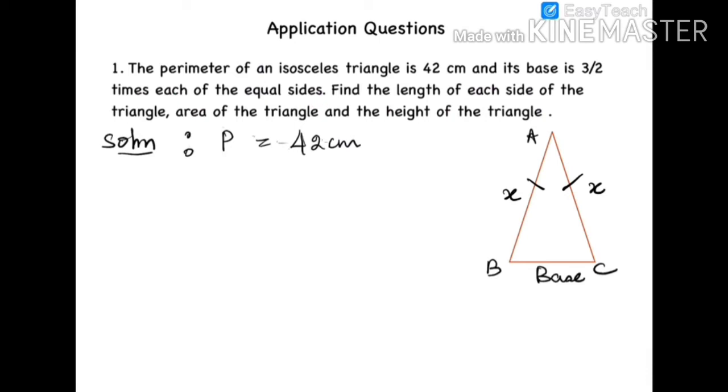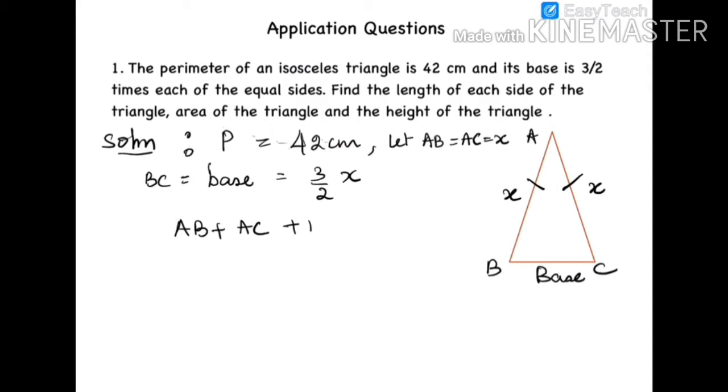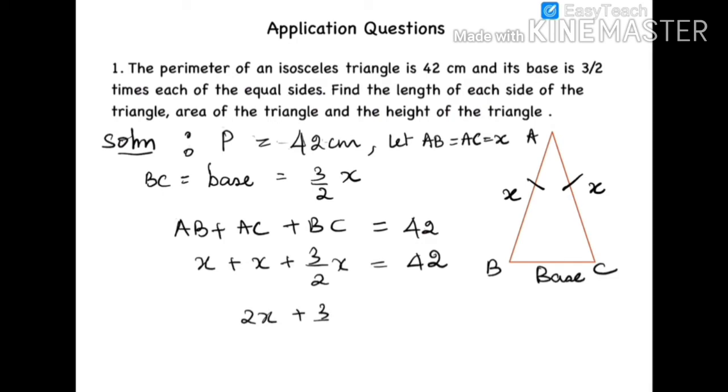We can write base equal to 3 upon 2 times x. So the perimeter of the triangle will be AB plus AC plus BC equal to 42 centimeters. So that is x plus x plus 3 upon 2 x equal to 42. On adding, we will get 2x plus 3 upon 2 x equal to 42.